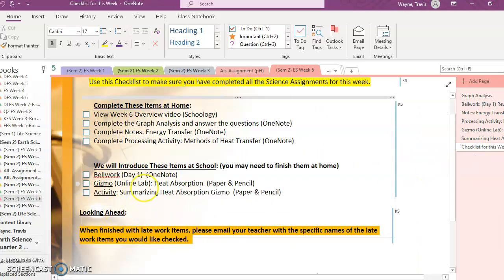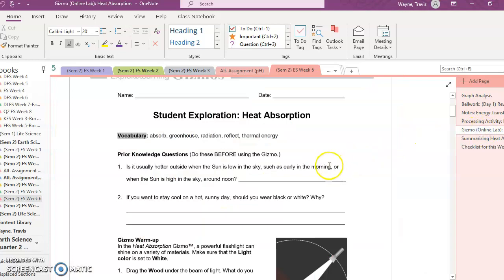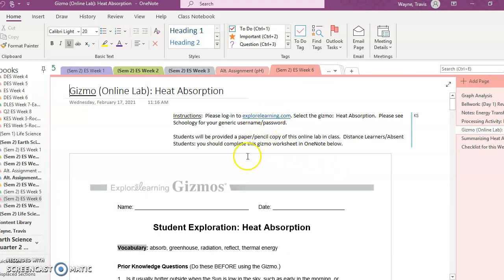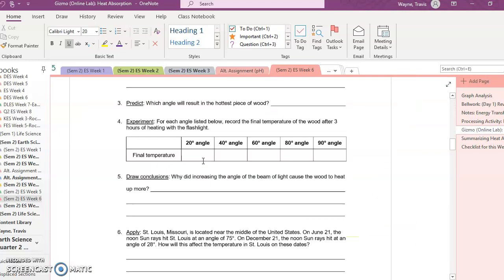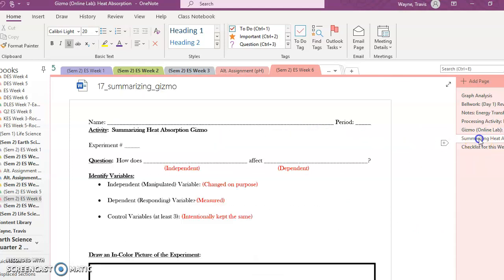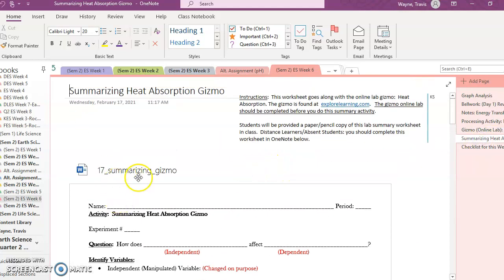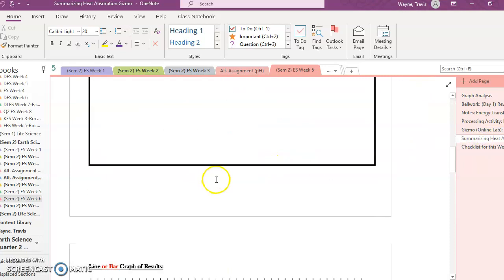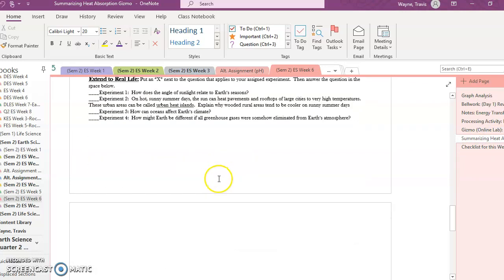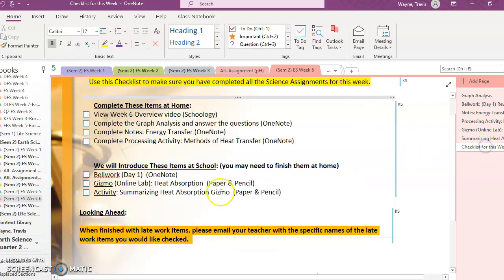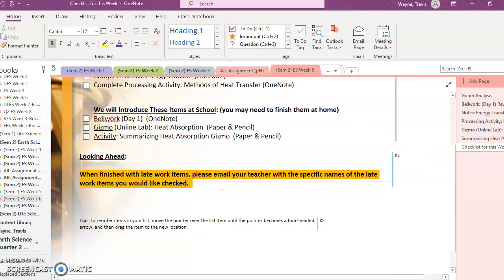The other two items we're going to be working on are the online lab and the online lab paper, which is through our Gizmo activity. There is the Explore Learning, where you're going to be interacting with a Gizmo activity, and then there's a summarizing portion as well. This will be further explained in class by your teachers this week.